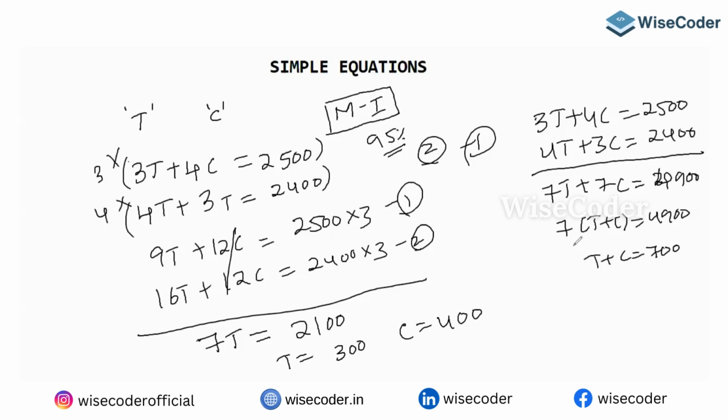Substituting in equation 2, again you have to solve two equations. Again you end up with t equal to 300, and c equal to 400, guys. That's how you can end your answer.